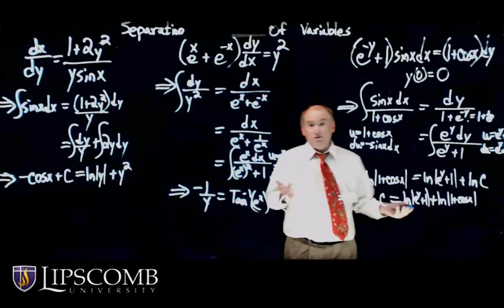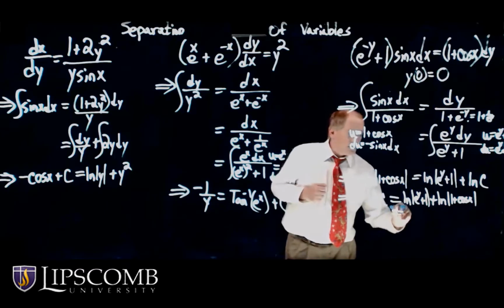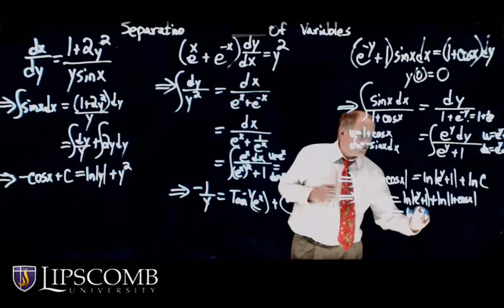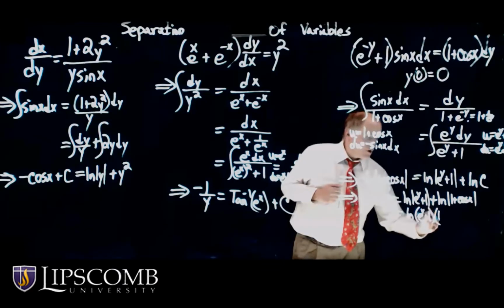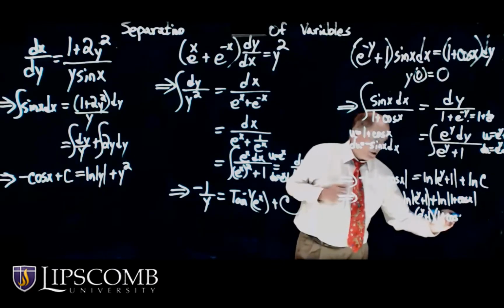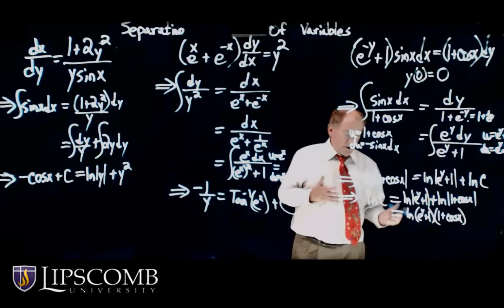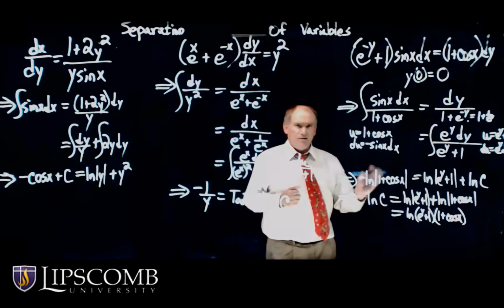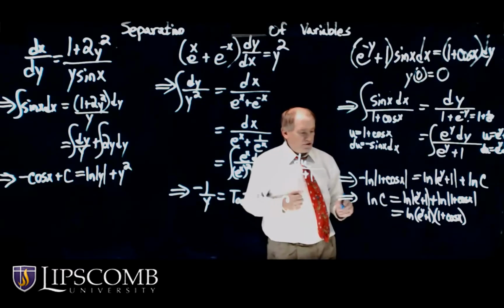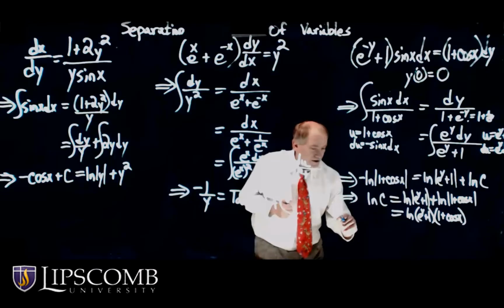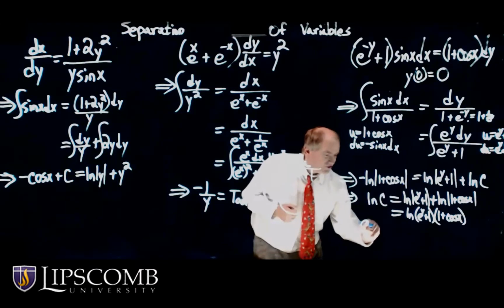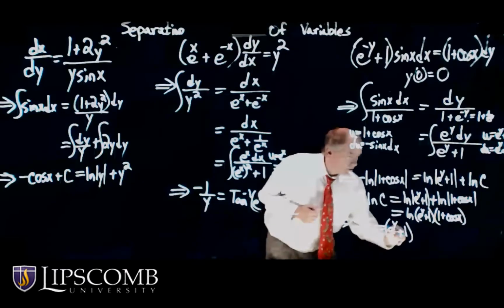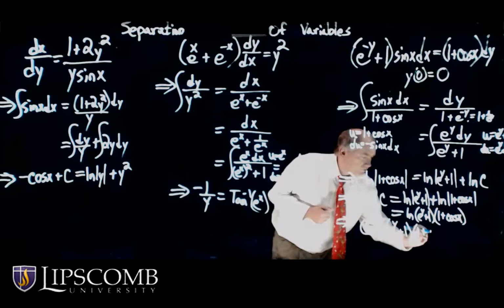Well, this, using the properties of natural logs, becomes what? The natural log of e to the y plus 1 times 1 plus cosine of x. I'm going to drop the natural logs of the absolute values because I'm going to make everything the same, this arbitrary constant having the same sign. So basically, what do I get? I get c equals e to the y plus 1 times 1 plus cosine of x.